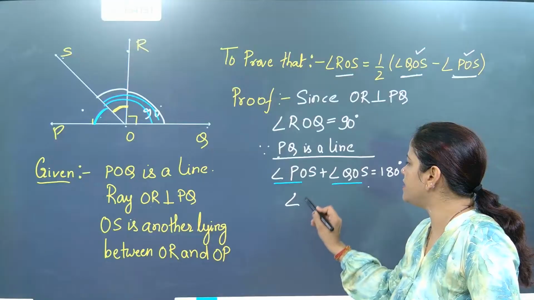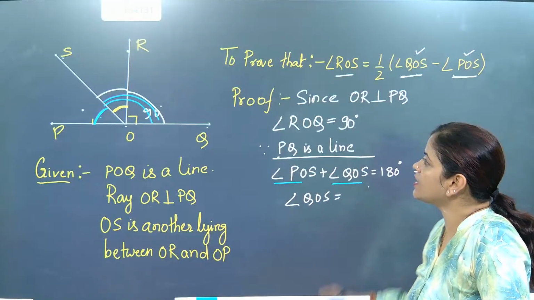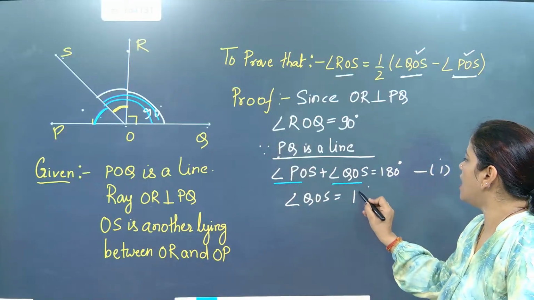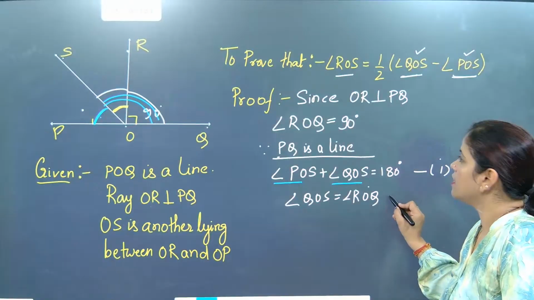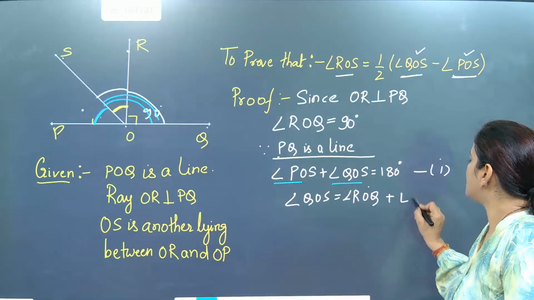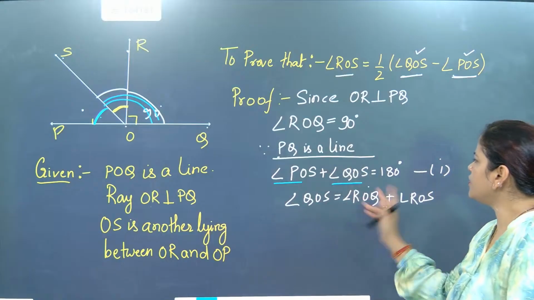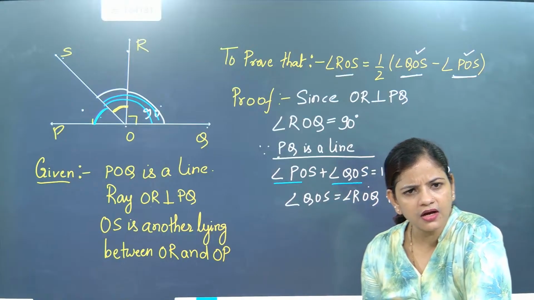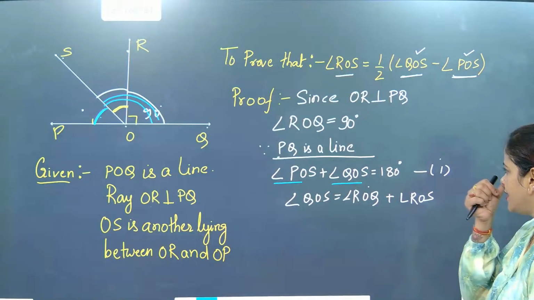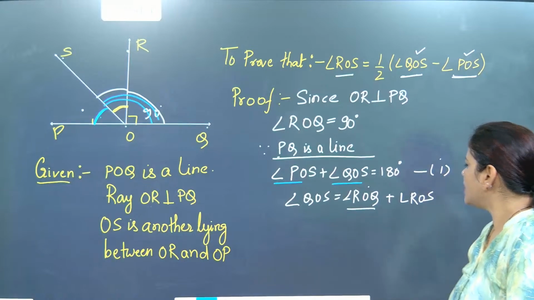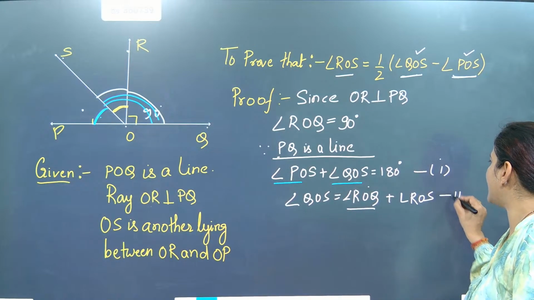Now I am writing QOS is equal to, let's check, ROQ plus ROS. Done? Now ROQ is coming as 90 degree. Correct? ROQ is coming as 90 degree. I will keep it like this.